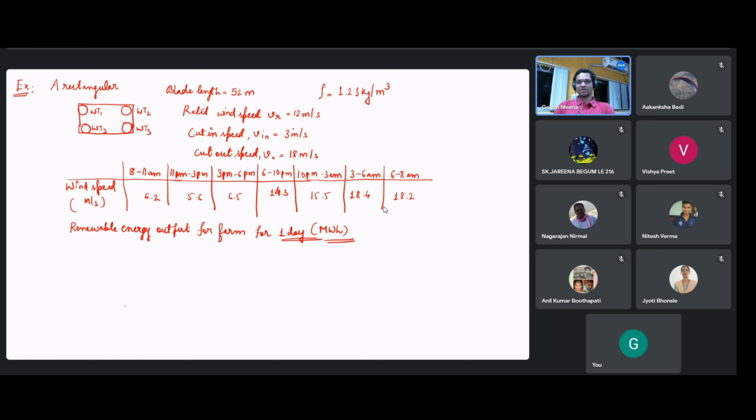So, any idea how to solve this question? There are 4 wind turbines with the same specification, and we have to find the net renewable energy output with this data given to us. And we have these speeds also. Based upon what we have discussed till now, can you suggest a way to solve this question? Anyone?